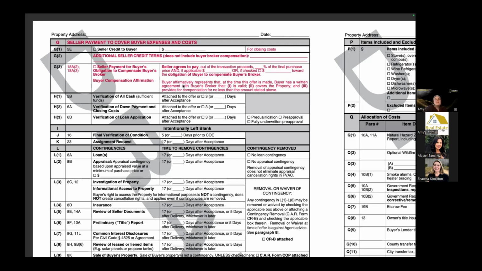Buyer's compensation affirmation. Buyer affirmatively represents at the time this offer is made, buyer has a written agreement with the buyer's broker and that it's valid. It covers this property and it provides for compensation of no less than the amount stated above.